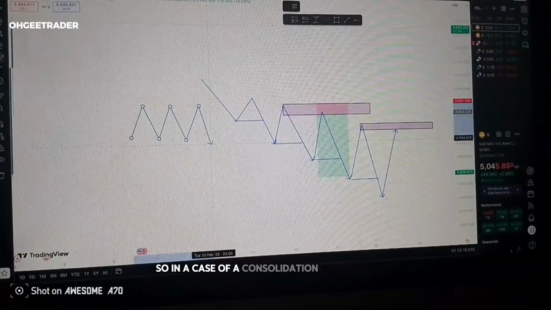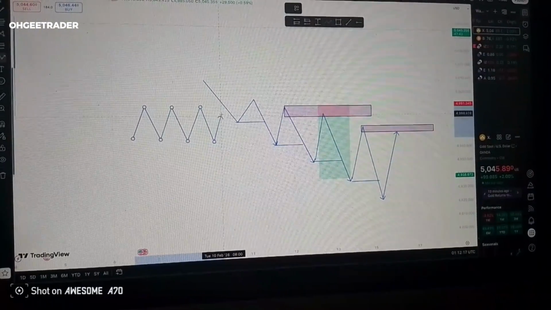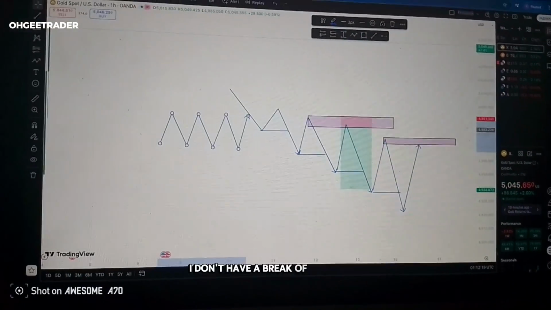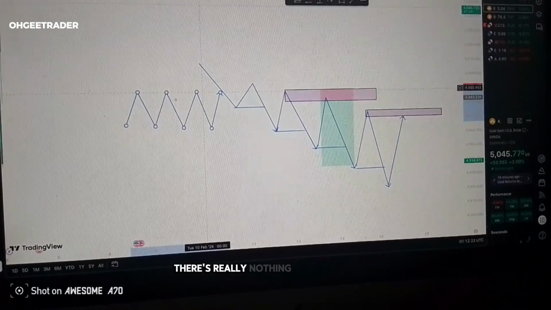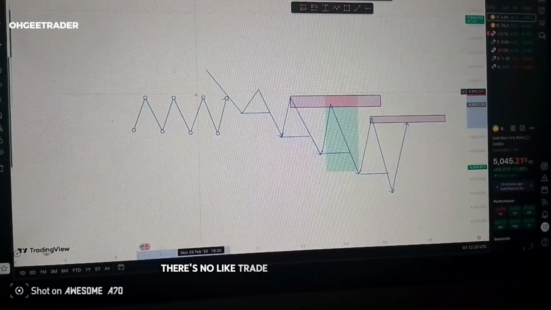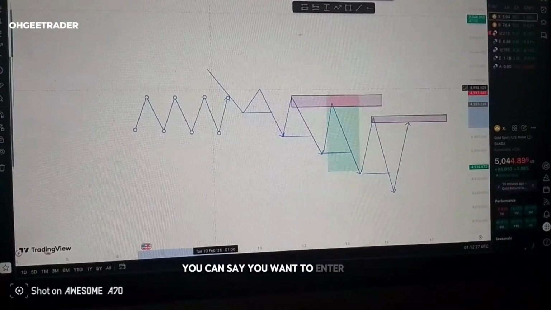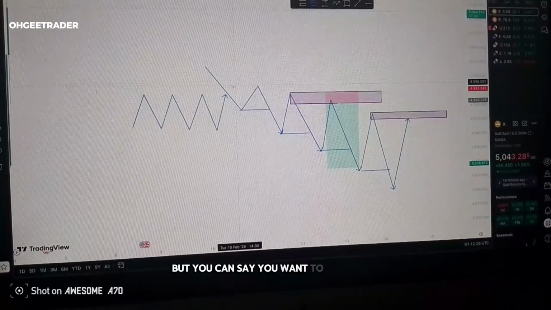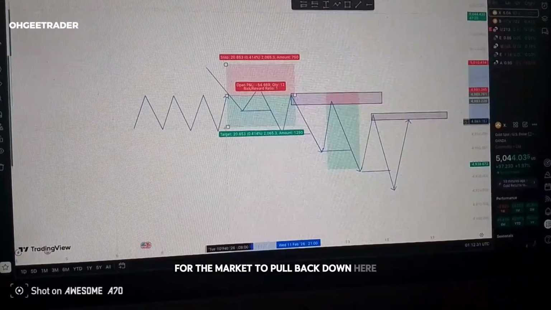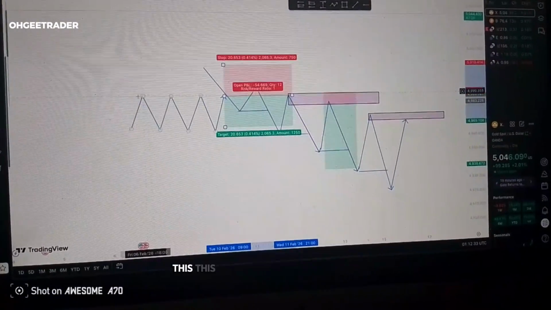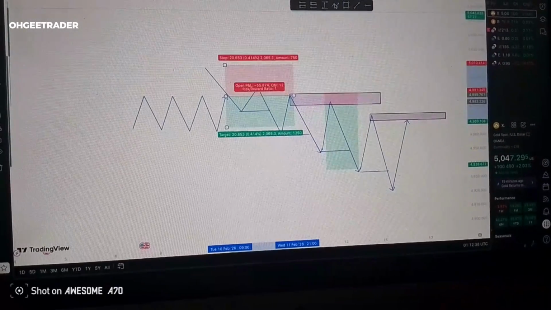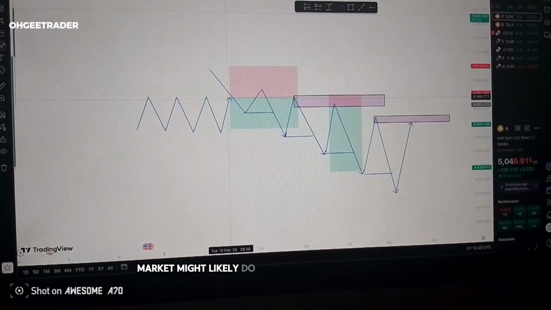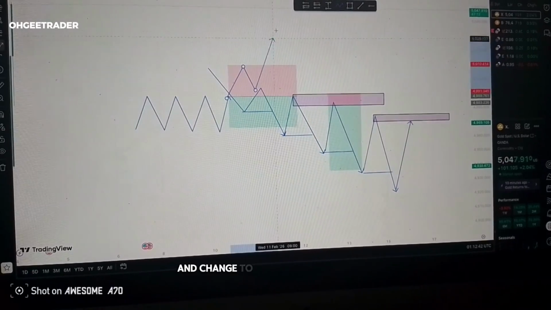So in the case of a consolidation, as you can see, I don't have a breakout structure. So there's really nothing you can do here. There's no trade that you can take here. You can say you want to enter here for the market to pull back down here. But what do we have here? This equal highs liquidity. The market might likely do something like that, and change to an uptrend here.